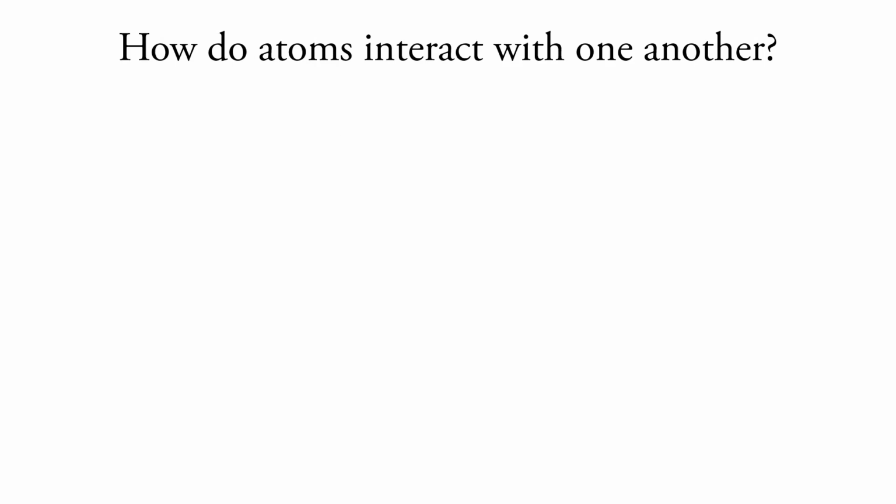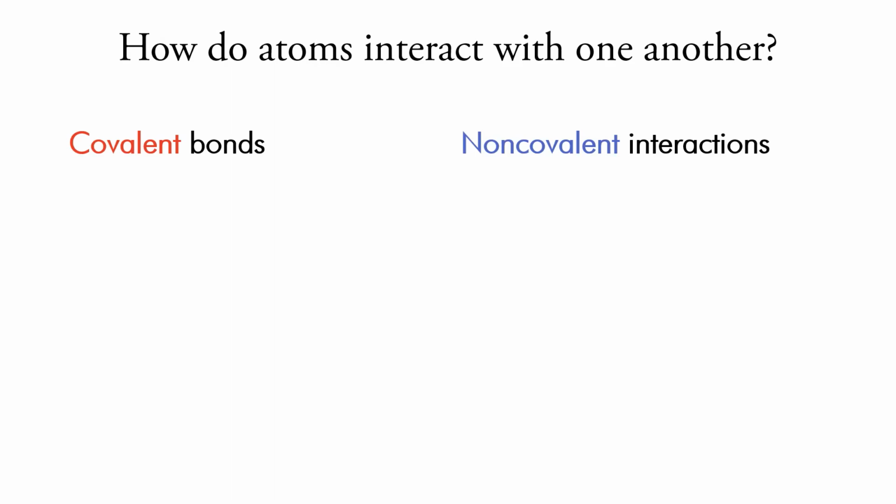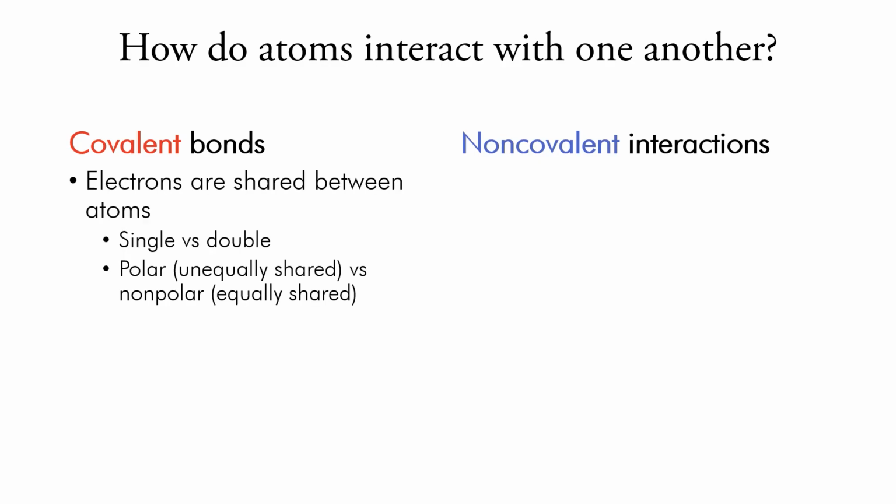But let's think first about how atoms interact with each other. There are two main kinds of interactions they make. They either make covalent bonds or they perform non-covalent interactions. In a covalent bond, the electrons are shared. This means that each atom is holding on to these electrons really tightly. It means that they're not coming apart from each other.